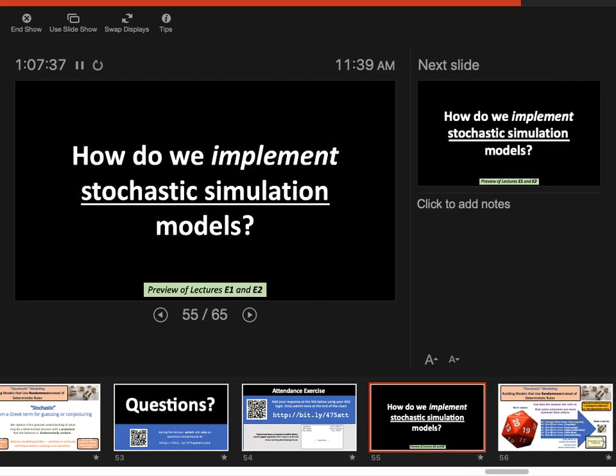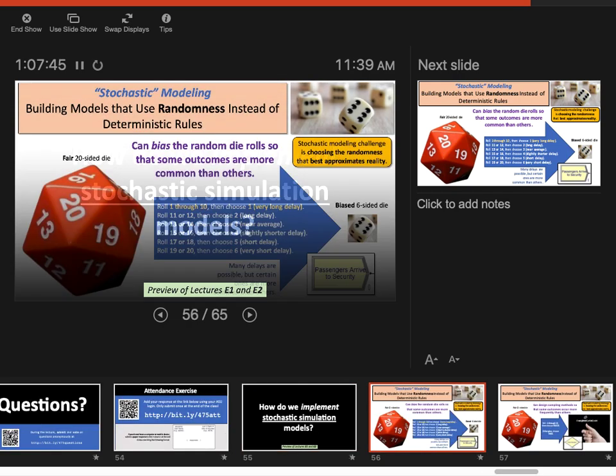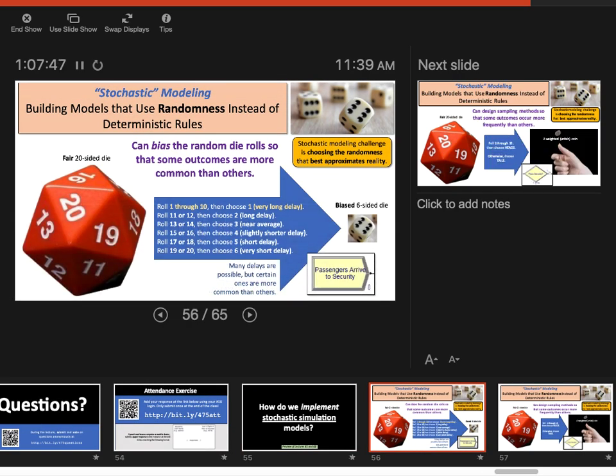Skip this attendance question too. So how do we implement these models? This is what goes on behind the scenes. This is stuff that you'll see down in lecture E1 and E2, but I just want, as you start doing hand simulations, you to see where those numbers are coming from.